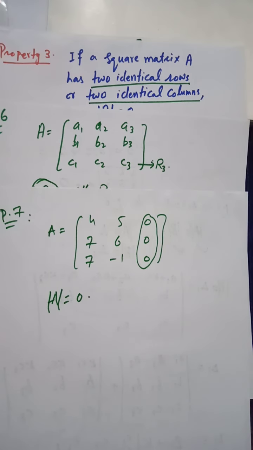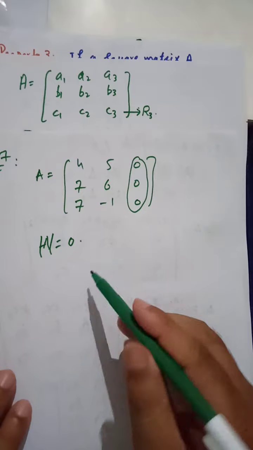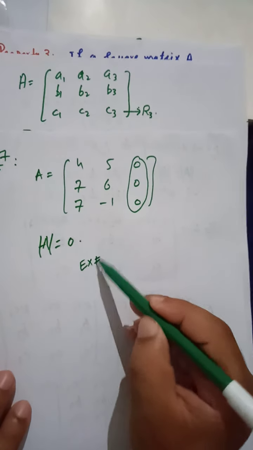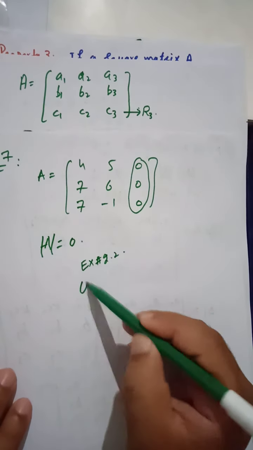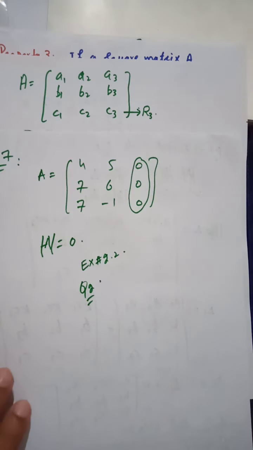With the help of these properties, you can do exercise 2.2 question number 2, which I already explained in the previous video lectures. These are the properties that we will use when the question says to determine the determinant of the matrix without evaluating it. So we will use these 7 properties.